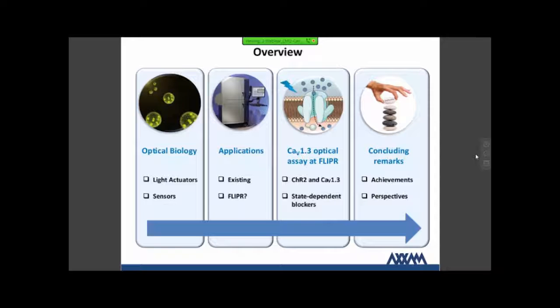Then I will show you how we developed an optogenetic assay for the Cav1.3 calcium channel by the use of Channelrhodopsin 2, and how we were able to set up the protocol to detect state-dependent blockers for this target. And then I will try to conclude with some of the main achievements of this work and some perspectives for the future.